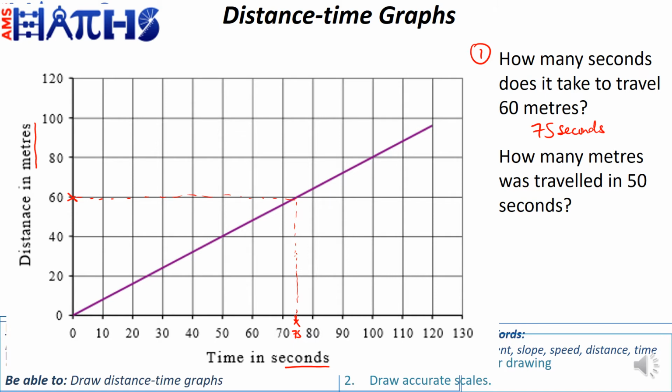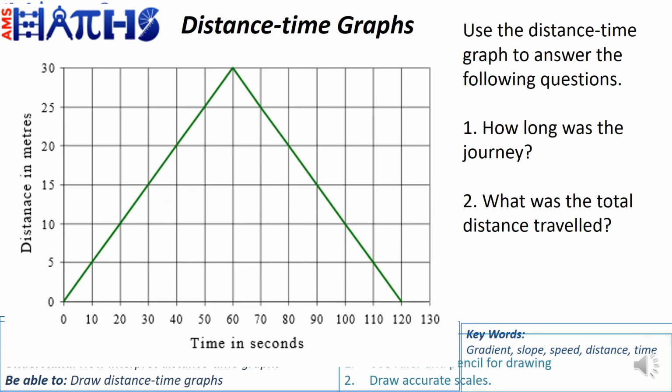Next question says, how many meters was traveled in 50 seconds? So we need to find 50 seconds, then go up to the graph and then go across to find out how many meters would have been traveled in 50 seconds, and that's 40 meters. So be careful with reading your distance time graph.